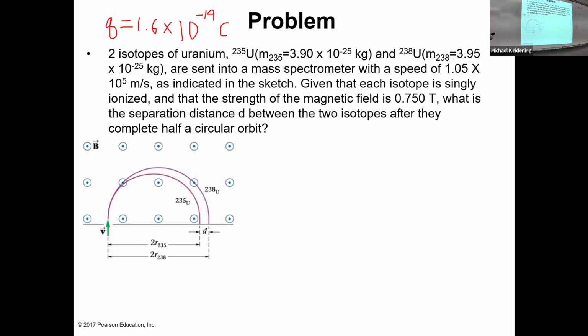Given that each isotope is singly ionized, that means the charge is 1.6 times 10 to the minus 19 coulombs. It's 1e. And that the strength of the magnetic field is 0.75 Tesla. What is the separation distance d between the two isotopes after they complete half a circular orbit? So here is an image showing that.